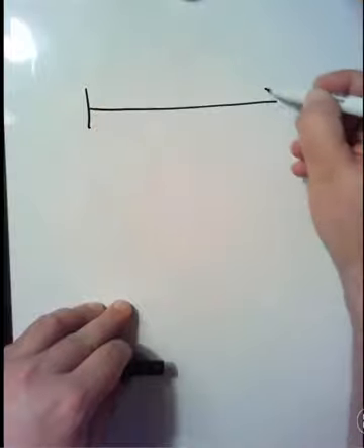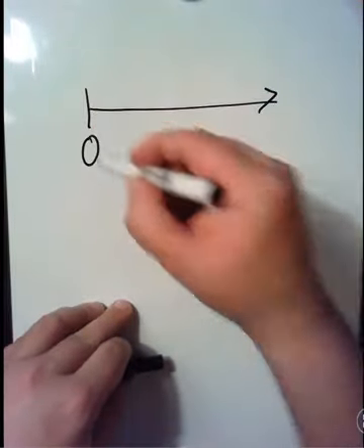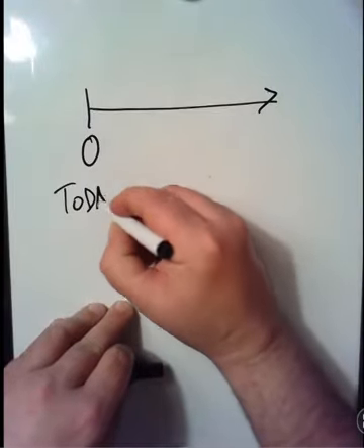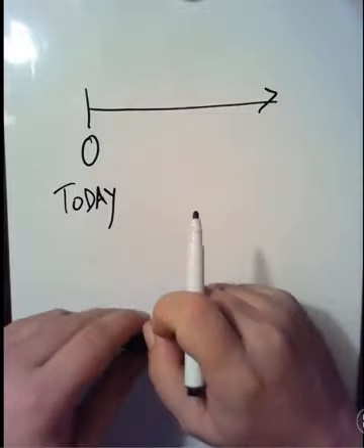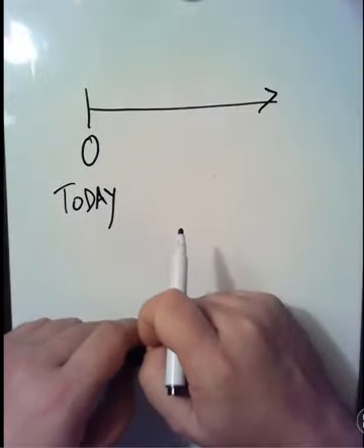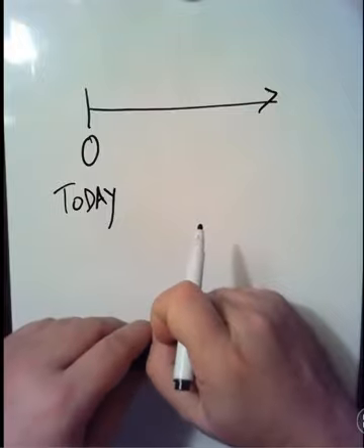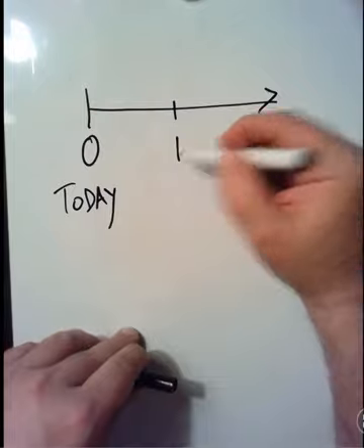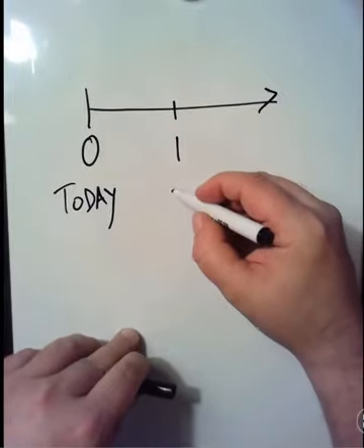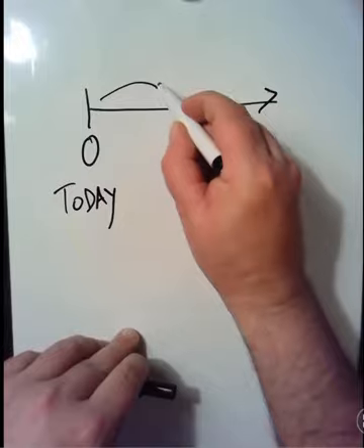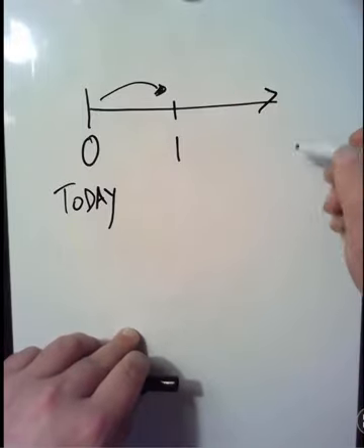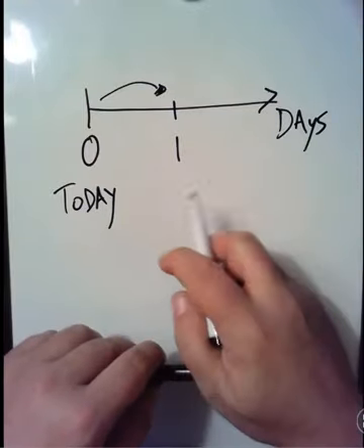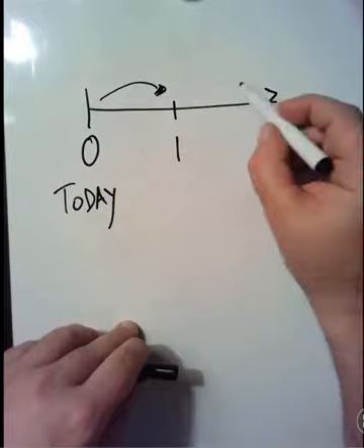So typically, we draw a timeline where we have a time zero, and time zero is basically today. The beginning of a new day, a new week, a new month, a new year. Then time 1 represents the end. Let's say we're talking about days. It represents the end of the first day and the beginning of the second.